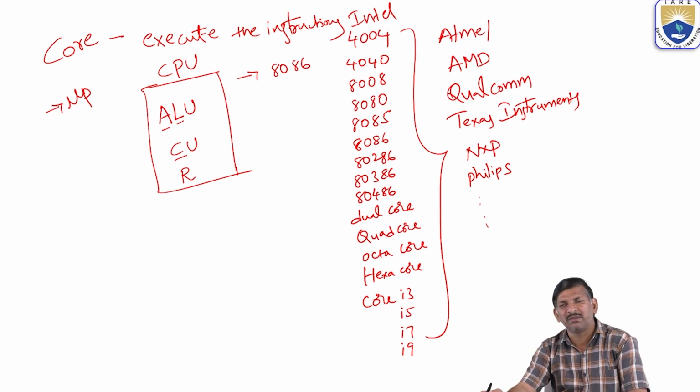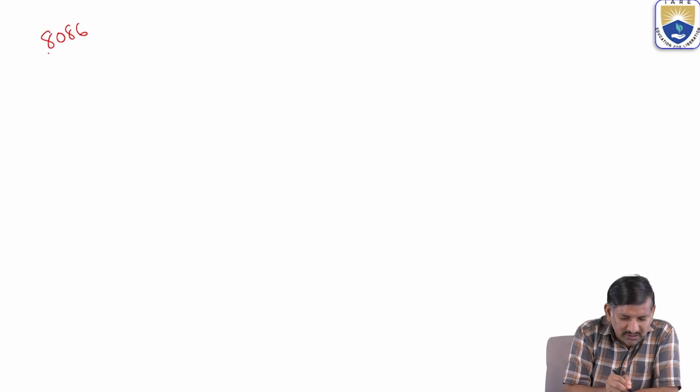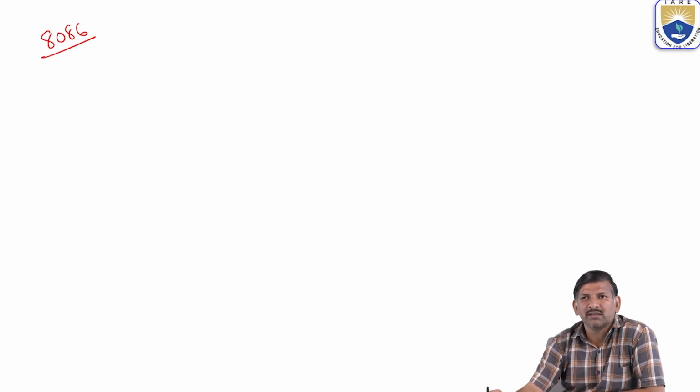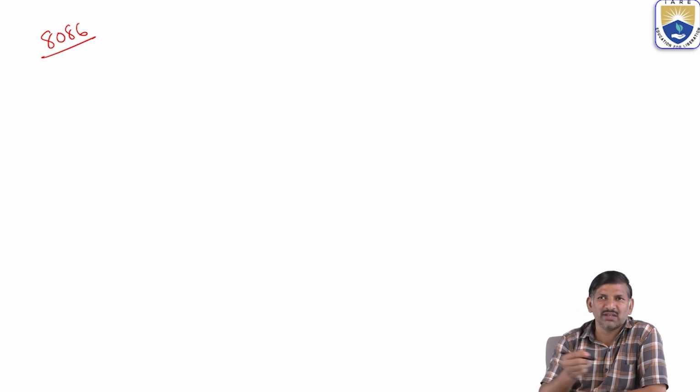We'll check one processing element thoroughly. That is 8086 microprocessor. So we are saying microprocessor is a single silicon chip that represents central processing unit. It performs arithmetic and logical operations and control operations. It contains working registers.